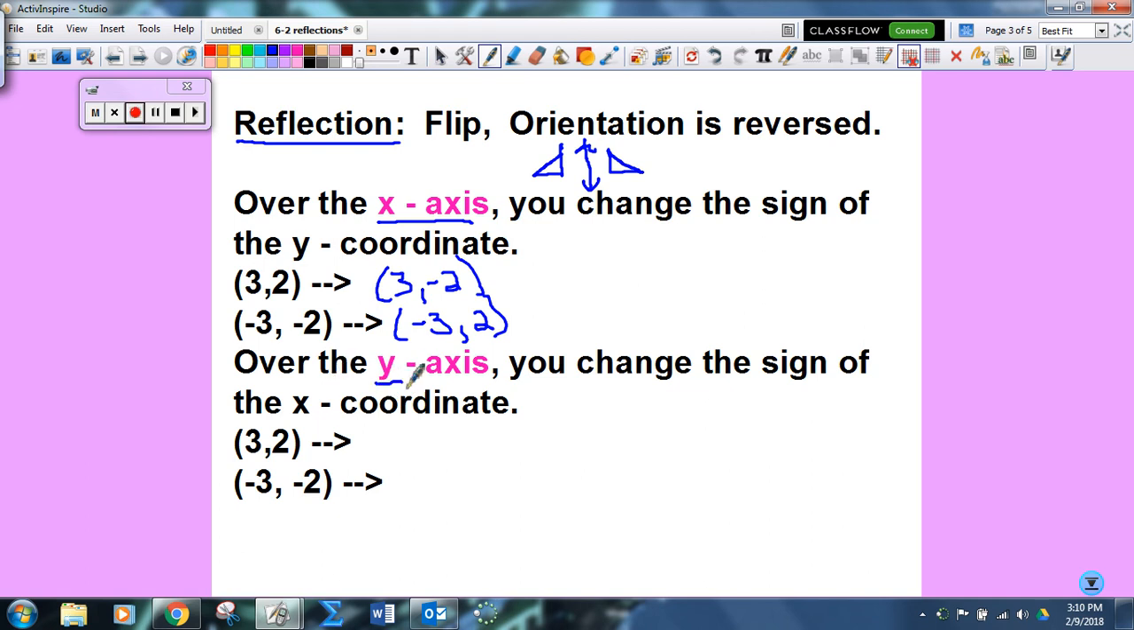When I reflect over the y-axis, I change the sign of the x-coordinate. So 3, 2 becomes negative 3, 2. And negative 3, negative 2 becomes positive 3, negative 2.